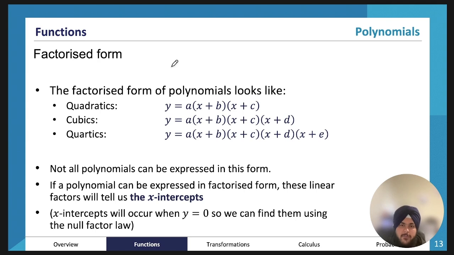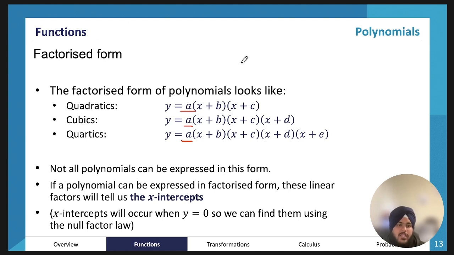Next, we have the factorized form. The factorized form is when we factorize the polynomial either using a manual method or using a calculator. And this will look something like this. So we'll usually have a dilation factor, and then we'll have x plus something, x minus something, etc.